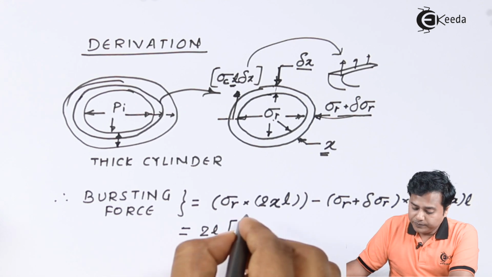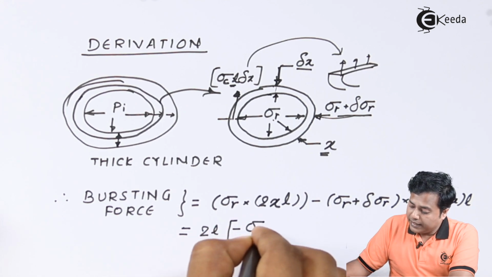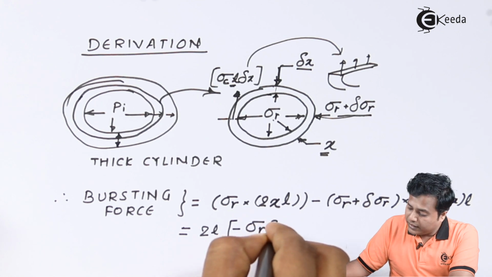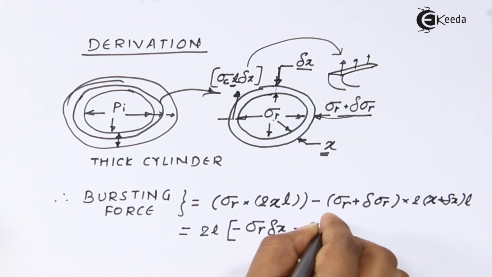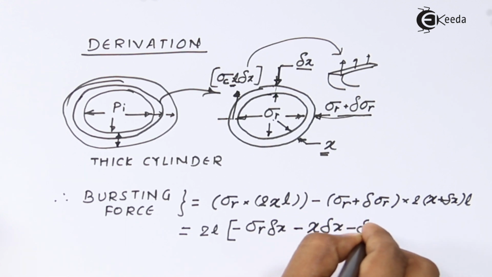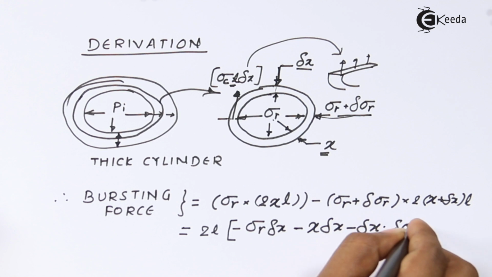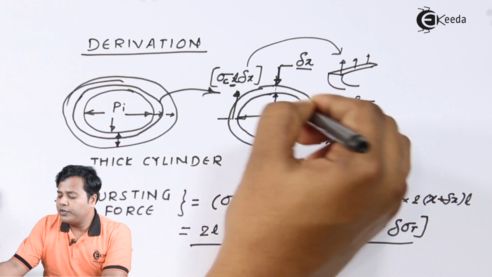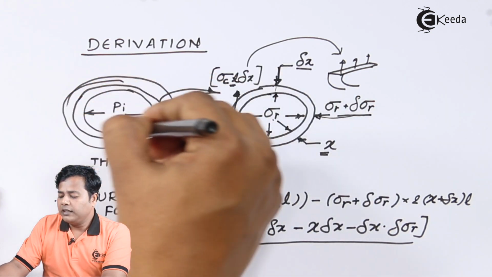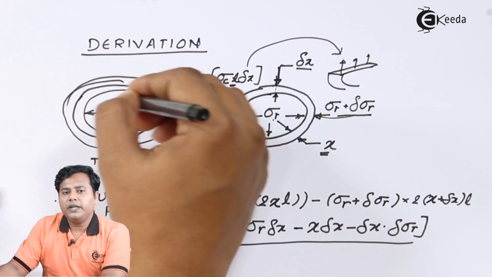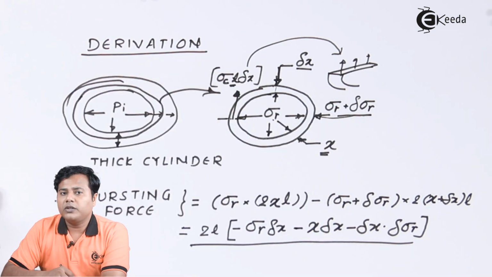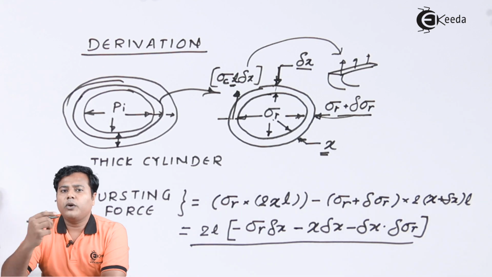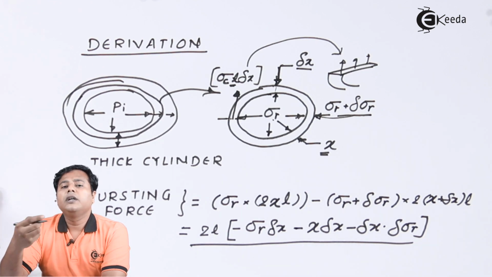We can take 2L common, which gives minus radial stress into delta x, minus x delta x, minus delta x into delta radial stress. Now this is the prominent equation we have got for the bursting force, but this is not valid for the whole cylindrical strip. This is valid for only a small strip which we have considered at a certain radius, that is x. Fine. Now using this, we are going to integrate, because when we consider a very small strip, upon integration we will get it for the whole domain.